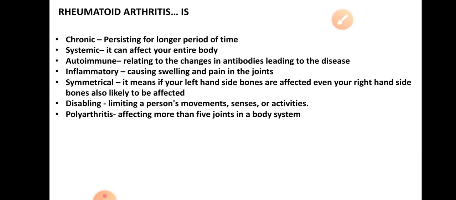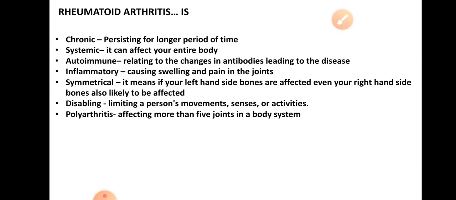The first one is chronic. Rheumatoid arthritis is a chronic disease which persists for a longer period of time. And the second word is systemic. It can affect your entire body. The third word is autoimmune, relating to the changes in antibody leading to the autoimmune diseases. Inflammatory, causing swelling and pain in the joints.